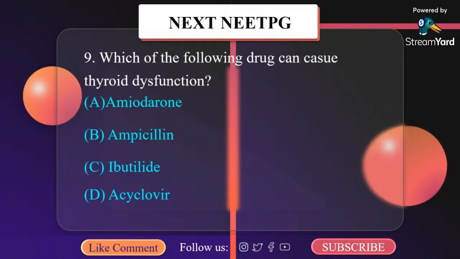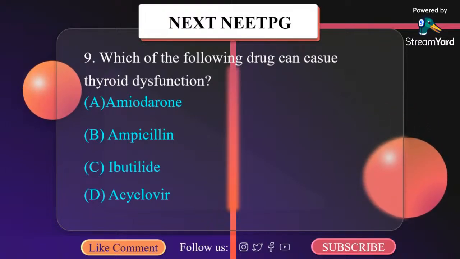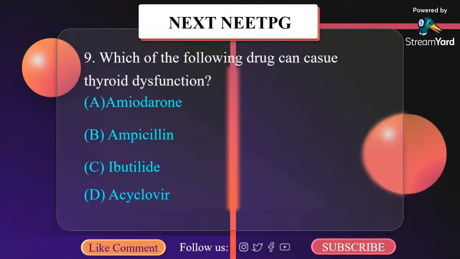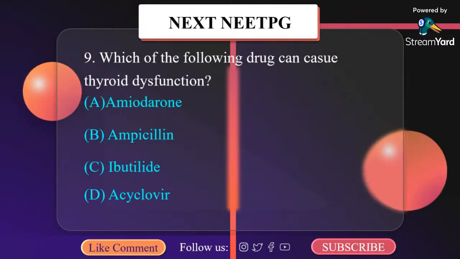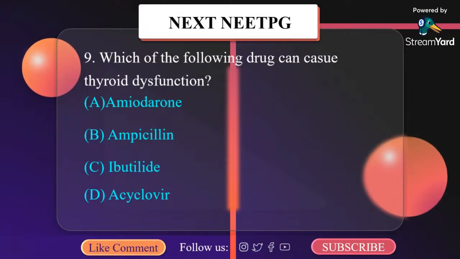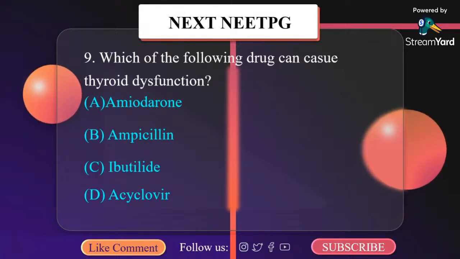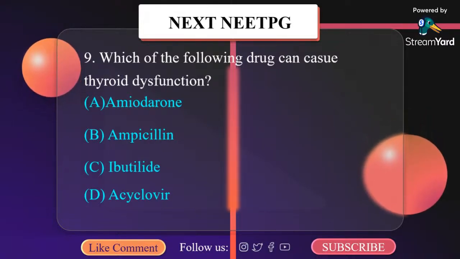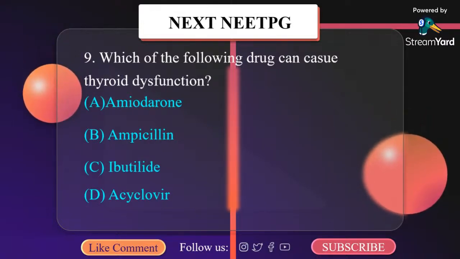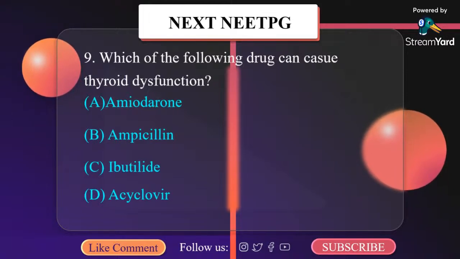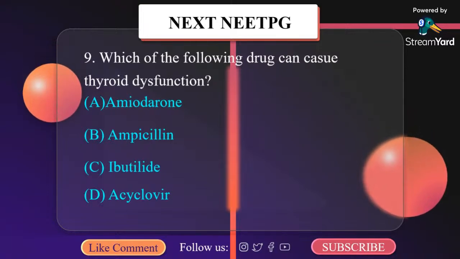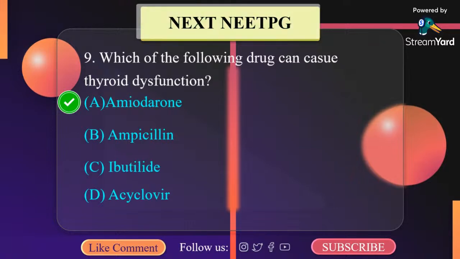Which of the following drugs can cause thyroid dysfunction? A. Amiodarone, B. Ampicillin, C. Ibutilide, D. Acyclovir. Now, lithium, sulfonamide, phenobarbital, phenytoin, amiodarone, PAS, rifampicin, carbamazepine, all of them cause hypothyroidism. So the correct option here is A, amiodarone.